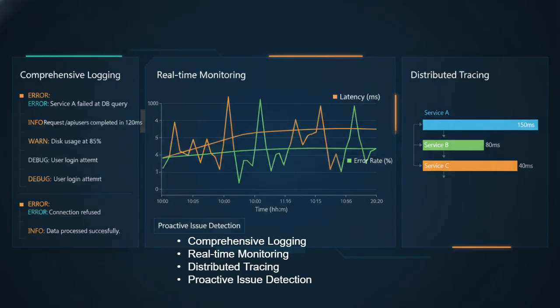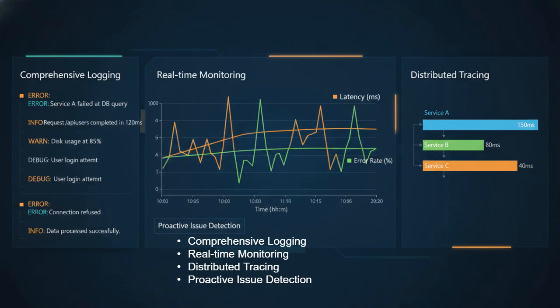Comprehensive logging ensures every service emits detailed, structured logs for errors, requests, and significant events. Real-time monitoring provides dashboards and alerts for key metrics like CPU usage, memory, latency, and error rates across all services. Distributed tracing, using tools like OpenTelemetry or Jaeger, allows developers to trace a single request as it flows across multiple microservices, identifying bottlenecks and failures.